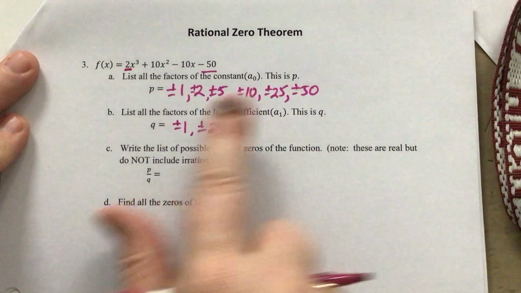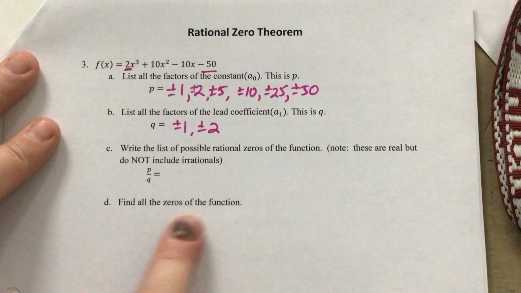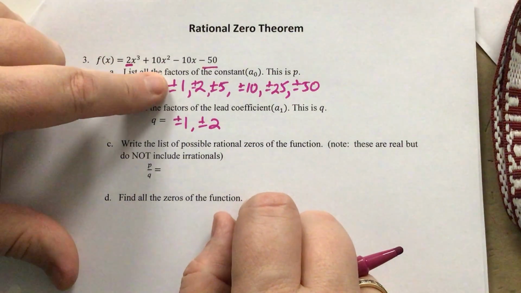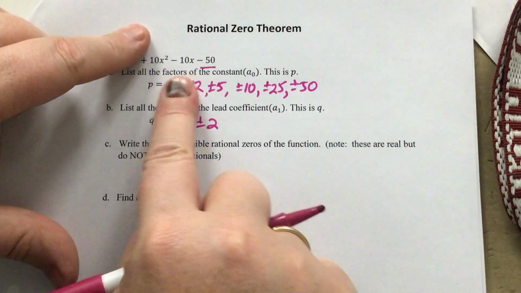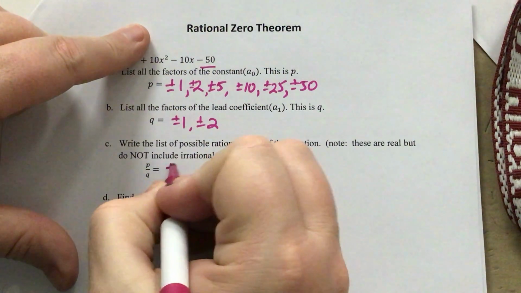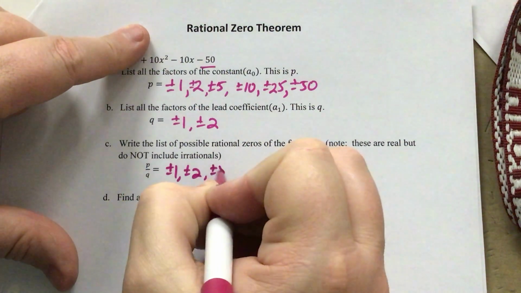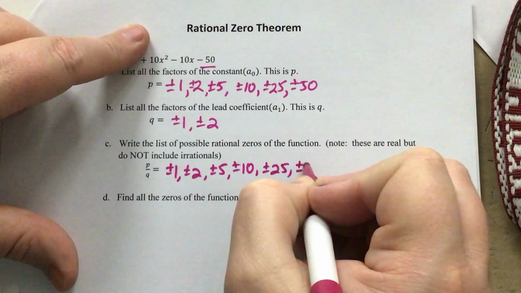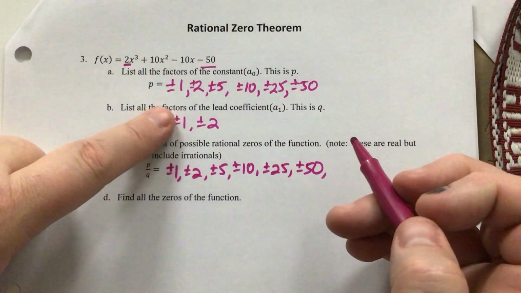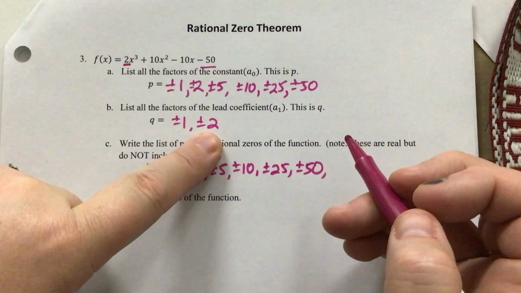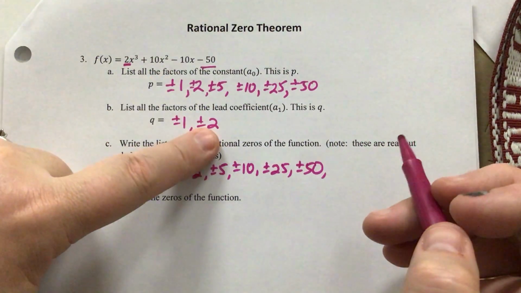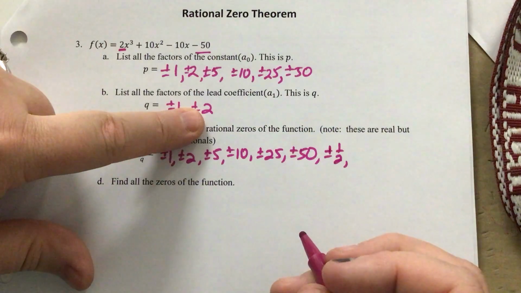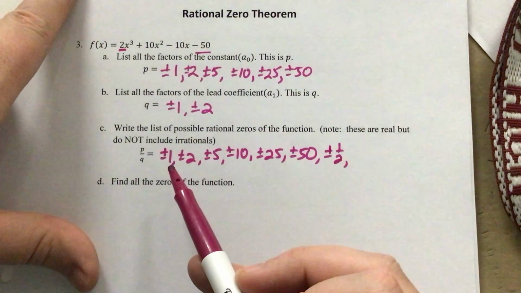Okay, so once we have the factors of both, we're going to list the possible rational zeros. So we're going to put every option of p over q. So everybody agree that if I put everything over 1, it's just these numbers again? Yeah. So I've got plus or minus 1, plus or minus 2, plus or minus 5, plus or minus 10, plus or minus 25, and plus or minus 50. Now I got to put everything over my other q value, which is 2, right? So what's 1 over 2? 1/2. What happens when I put 2 over 2? 1. Do I have 1 already listed? Yeah. Not going to list it again.